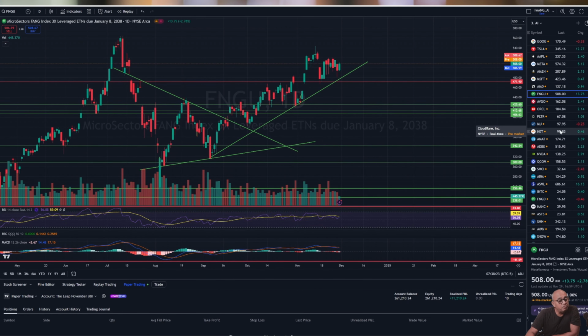FNGU is flat in pre-market trades, which is not a great sign for Mag 7. And we have this diagonal line of support, which is still giving us a lot of confidence. MACD is not looking great. Momentum is pretty good.